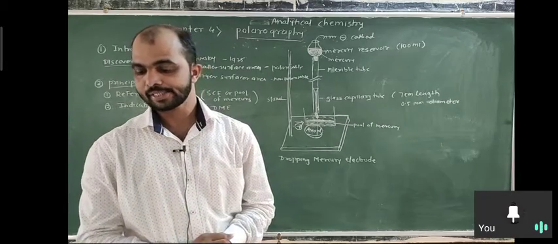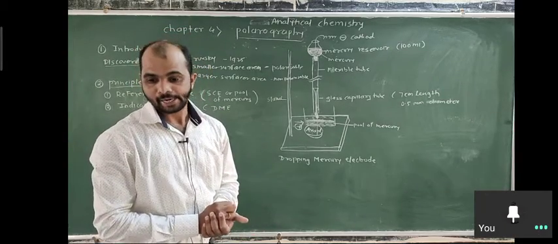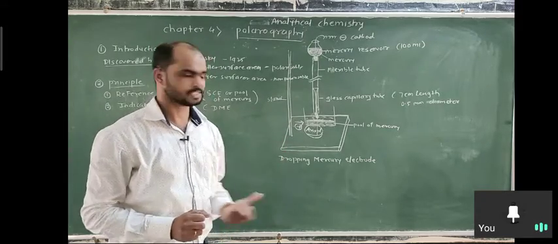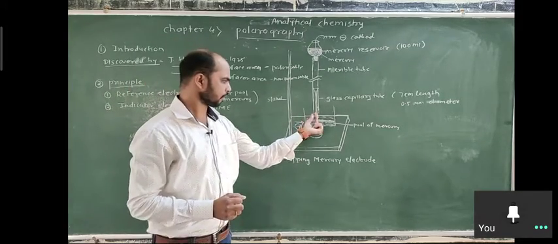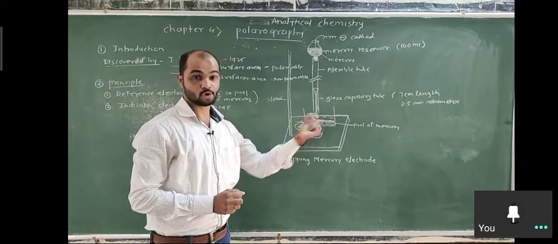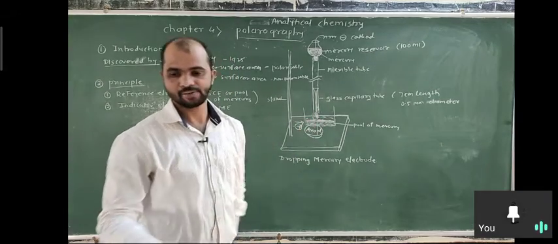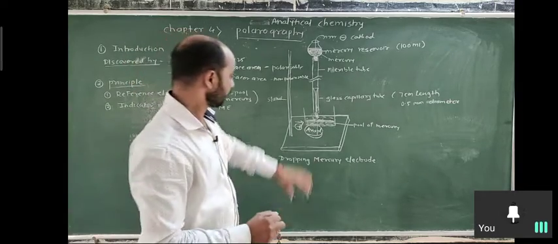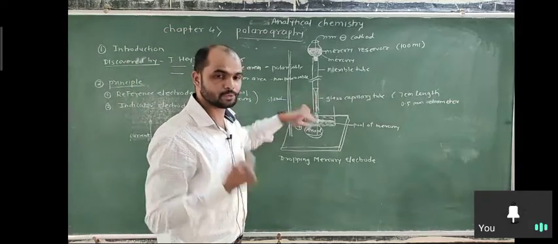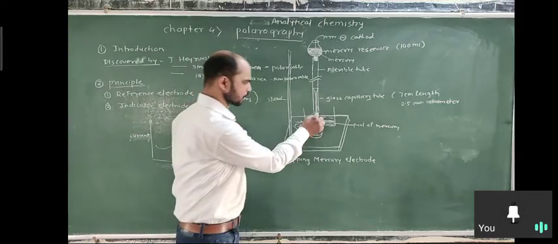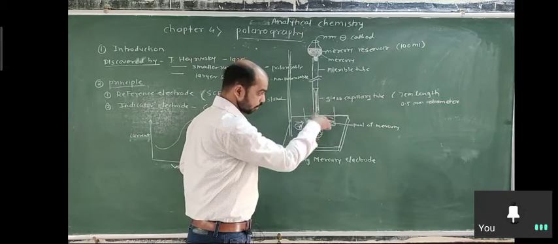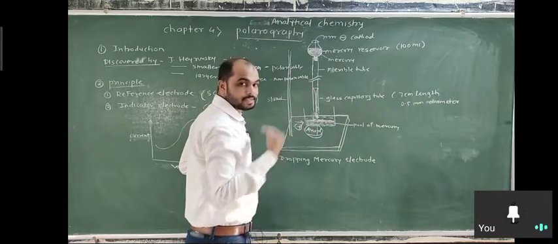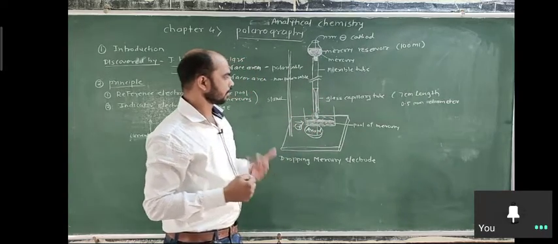Then the surface area of mercury drops can be calculated from the weight of the drop. Means how much surface area? The surface area of this mercury drop is calculated by its weight. It is an advantage. Second, the electrode is continuously renewed. Once the first drop comes out, again a second drop comes after that, so again it acts as an electrode. So it is a renewed electrode.